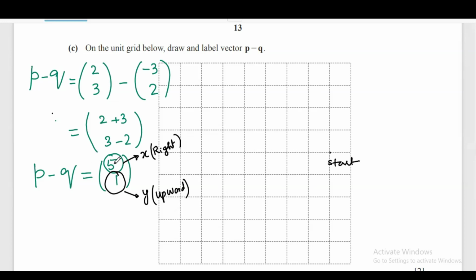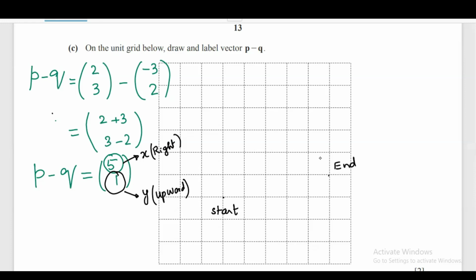So count 5 units toward the right. But it will be beyond the range, so it cannot be the starting point: 0, 1, 2, 3, 4, 5, beyond the grid, sorry. So suppose I select this point as the starting point. Right side 5 units: 0, 1, 2, 3, 4, 5, and 1 unit upward. This is our ending point.